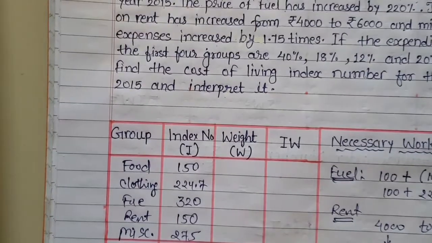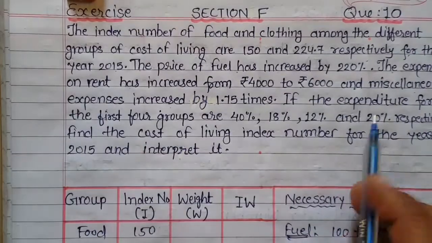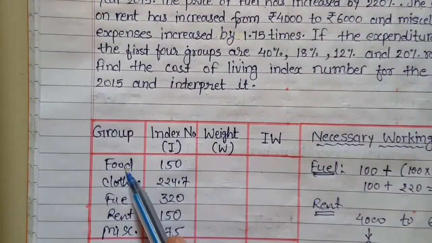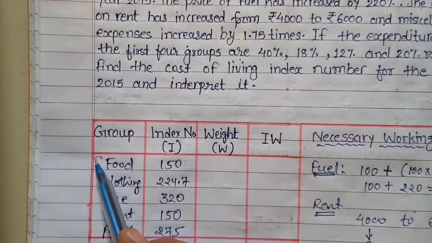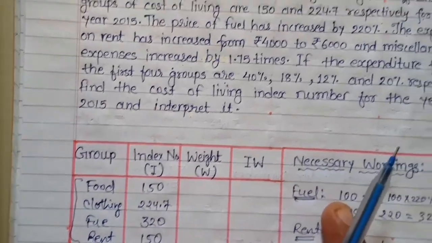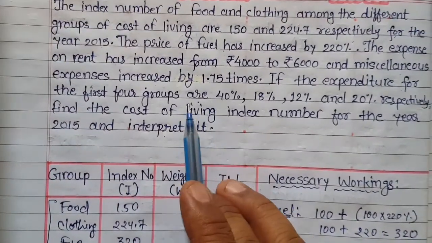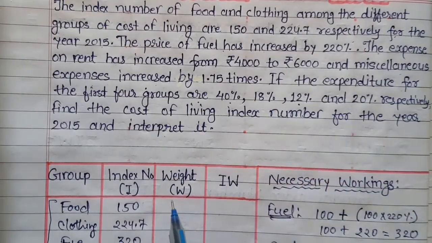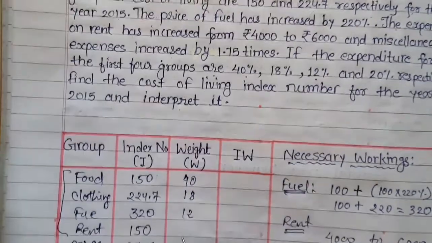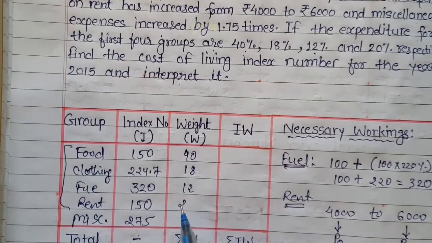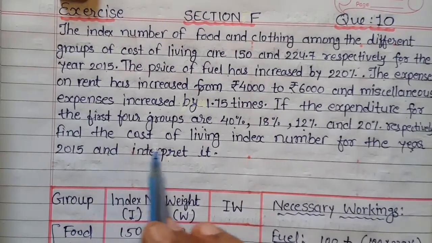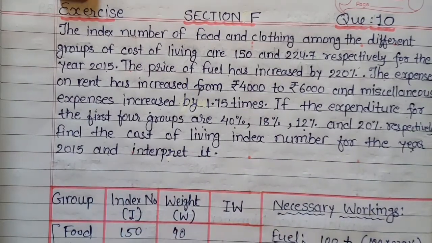Now what about the weight? They have said that the expenditure for the first four groups, friends, first four groups means food, cloth, fuel and rent, these are our first four groups. They have given in percentage as 40%, 18%, 12% and 20%. So just write down here 40, 18, 12 and 20 respectively. Find the cost of living index number for the year 2015 and interpret it.